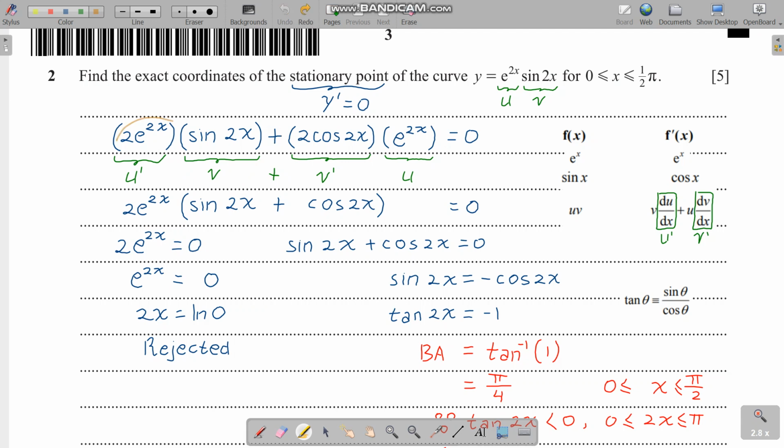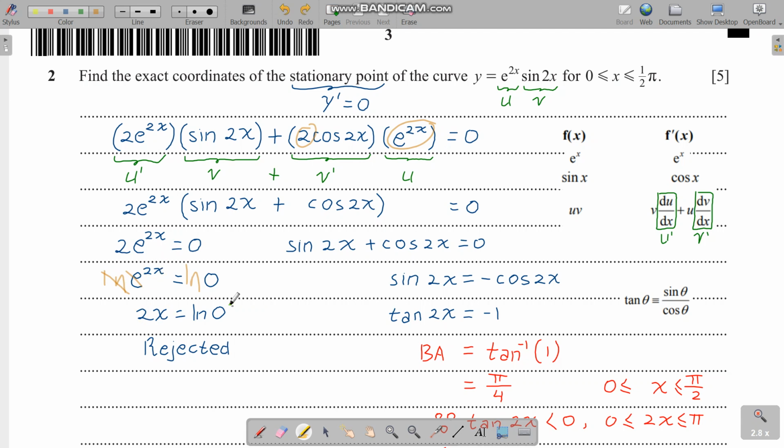We factor out 2e to the 2x here, so we have e to the 2x times sine 2x, and here if we factor out 2e to the 2x, we still have cos 2x. After we factor out 2e to the 2x, we solve this equals 0 or this equals 0. So when we solve this equals 0, we divide by 2 and we ln both sides. So we cancel out the ln and the e. We have only the power 2x.